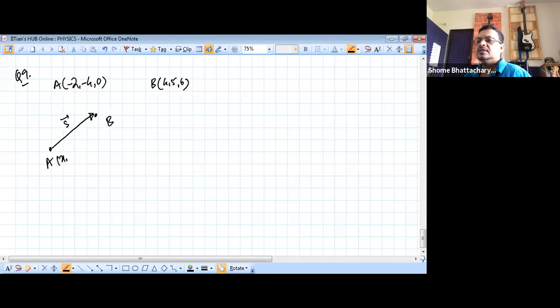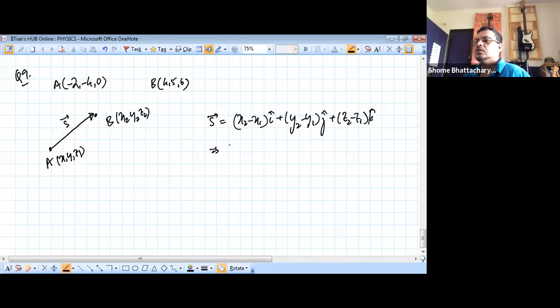If this is x1, y1, z1, and this is x2, y2, z2, then the displacement vector becomes x2 minus x1 i cap plus y2 minus y1 j cap plus z2 minus z1 k cap. So here just substitute the values. 4 minus of minus 2 will become 6 i cap. Then 5 minus of minus 4 will become 9 j cap. And 6 minus 0 will become 6 k cap. This should be the displacement.